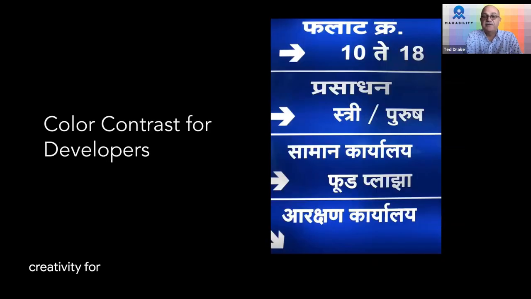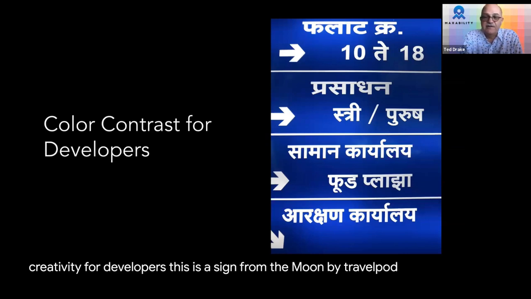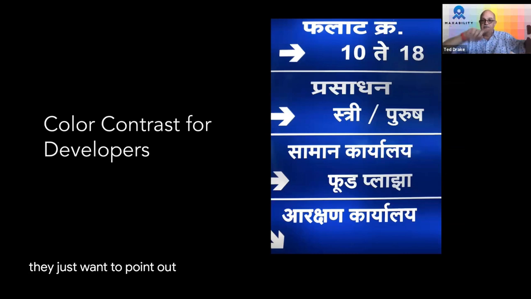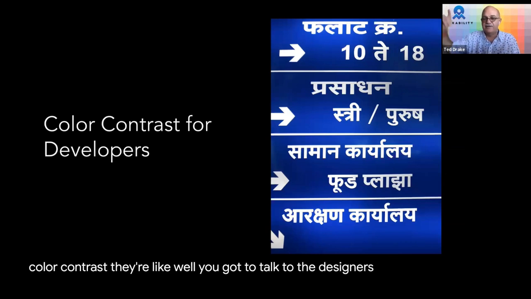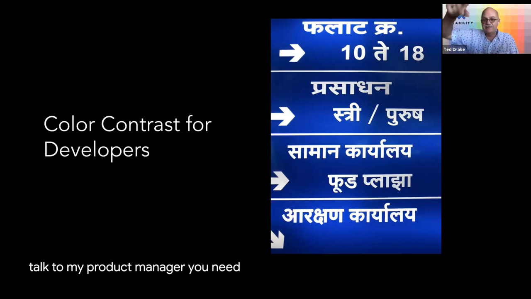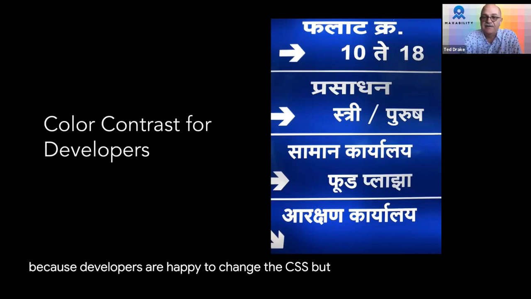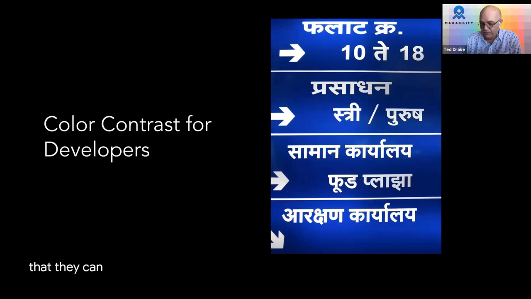For developers, this is a sign from the Mumbai train station. They just want to point to other people. Developers don't really control color contrast. They're like, well, you got to talk to the designers. You got to talk to my product manager. You need to talk to the business owner because developers are happy to change the CSS, but it's not something that they can control.